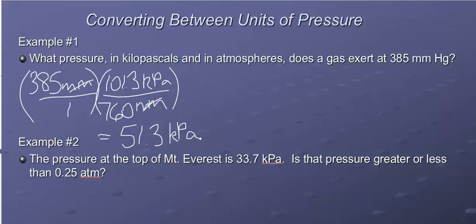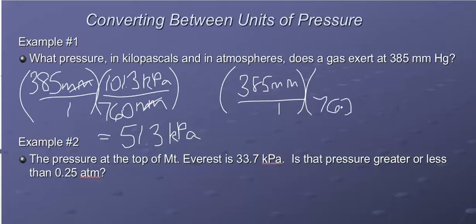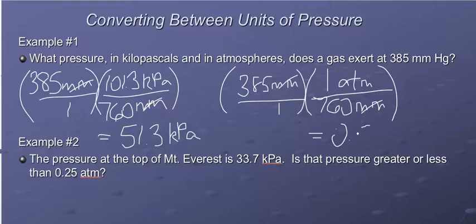And then if I want to go from millimeters of mercury, 385, to atmospheres, you can go back to those numbers. There are 760 millimeters for every 1 atmosphere. So in atmospheres, 0.507. By the way, normal atmospheric pressure at sea level is 1 atmosphere. And in Cape Girardeau, we're under atmospheric pressure of about 1 atmosphere.